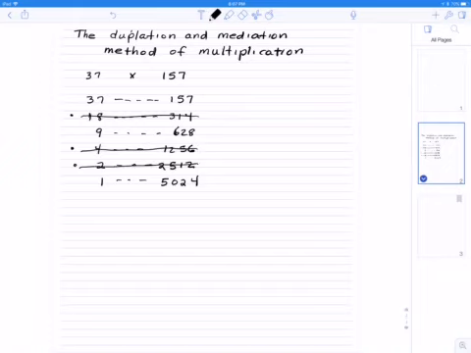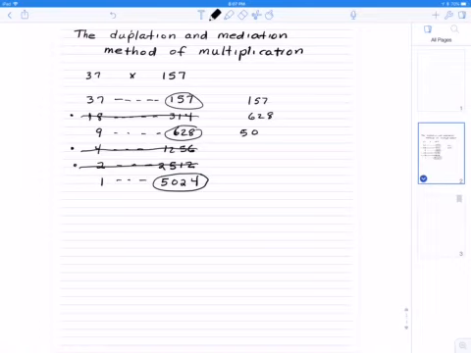from the right-hand column, I'm going to add what's left. So I'm adding 157, 628, and 5,024. And I get 5,809. That's the product of 37 times 157.